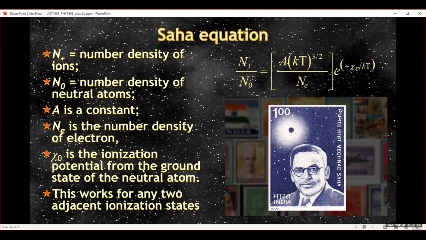And so this actually works for any two adjacent ionization states. So it could be 2 plus and 1 plus, or 3 plus and 2 plus. But what this allows you to do, since we can actually trace both ions and neutral atoms in the gas phase from their emission lines, is start to understand the relationship between the neutral gas, the ionized gas, and the electrons to understand the state of, say, a planetary nebula.